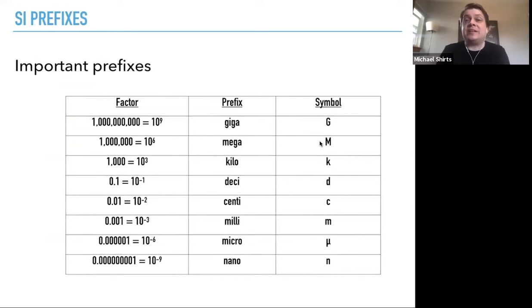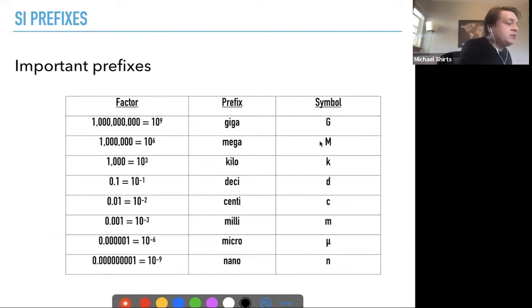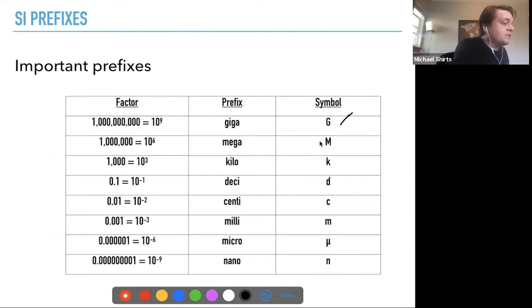So for example, 10 to the 9th joules is a gigajoule. Now, usually we deal with somewhat smaller numbers. For example, a kilo pops up all the time. A kilometer is 10 to the 3rd meters. A centimeter is 10 to the -2 meters. And so those we'll see a lot. So you should be familiar with all of these, both the prefix and the symbols as well.